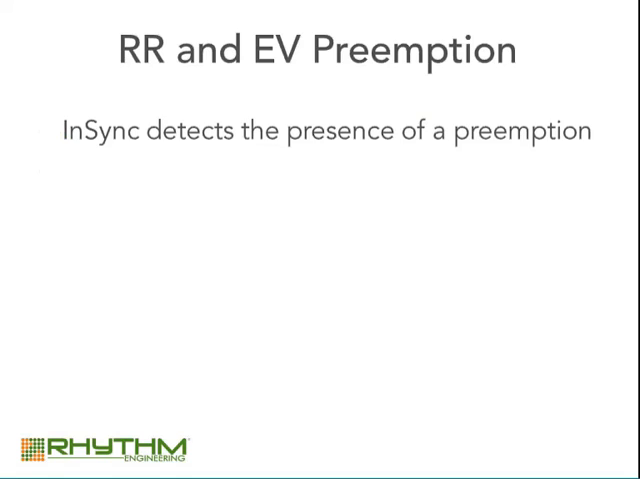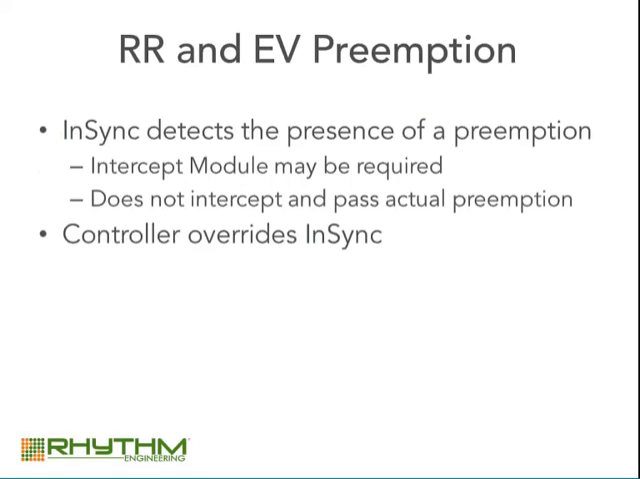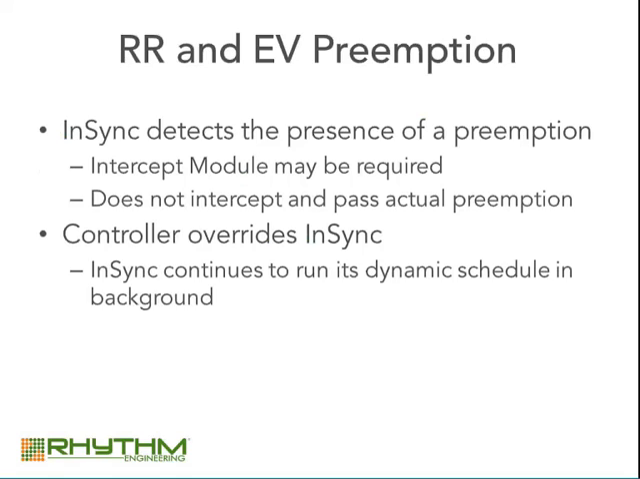InSync will detect the presence of a preemption. A Rhythm intercept module may be required to listen for the preemption call, but at no point does InSync actually intercept and pass the preemption signal. The controller at this point will override InSync's operation. InSync will stop placing calls to the controller, but continue to run its dynamic schedule in the background.